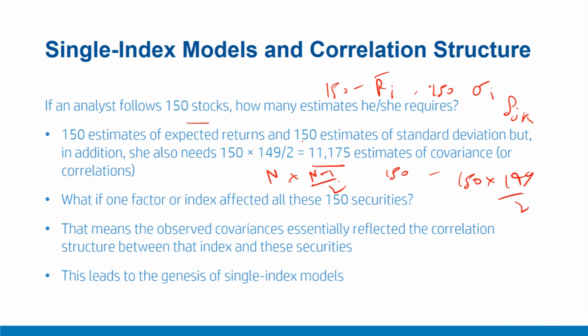This mammoth nature of correlation coefficients has motivated researchers to look for correlation structure across securities to simplify the analysis. How? Consider n variables to track. It is difficult, but if one finds that 90% of these variables is explained by one single variable or one single index, then you only need information about that one variable to predominantly get information about all the n variables. And this leads to the genesis of single index models. That means the observed covariances essentially reflect the correlation structure between that index and these securities.